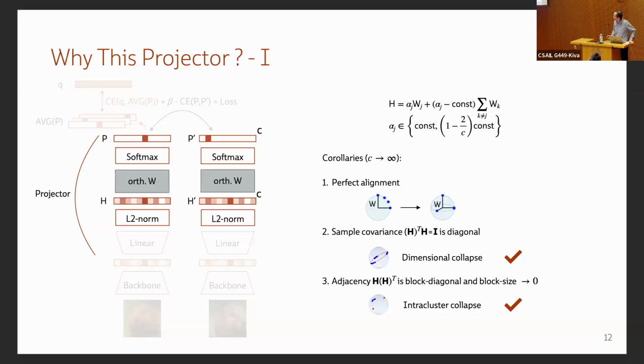Okay. So this adjacency matrix becomes block diagonal, and each block depends on the number of components C. So if you bring this C to a large number, what you end up with is that these blocks tend to shrink. And so in that way, you can prove that you avoid the intracluster collapse.